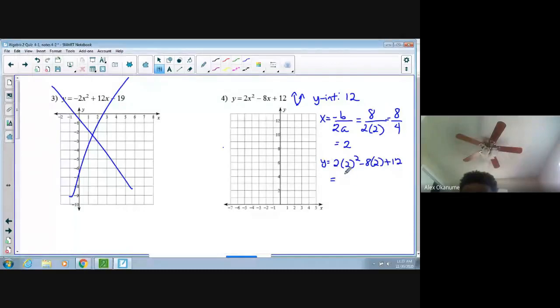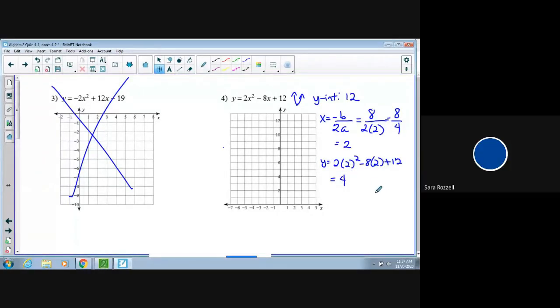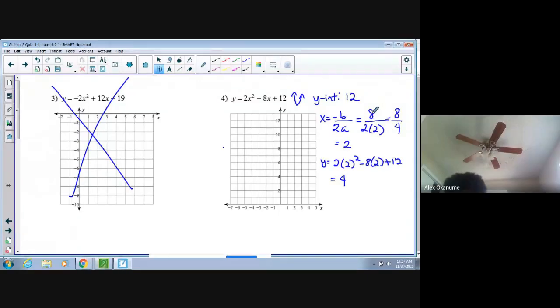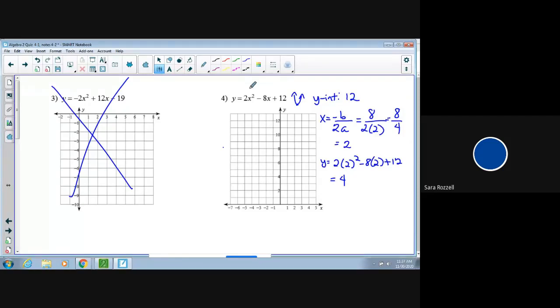Sorry. Wait, how do you get the 8 again? Yes, okay, so it's going to be negative b. This is a, this is b, and this is c. So b is negative 8. So negative 8 makes a positive 8. And then the a is 2, so that goes in for a.